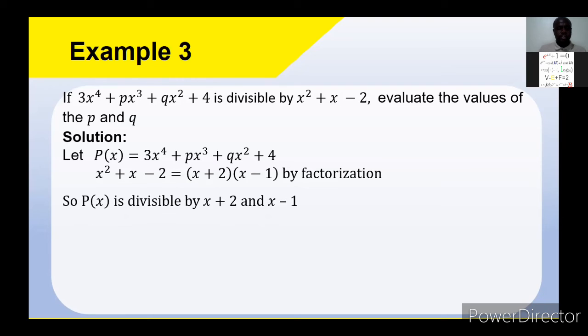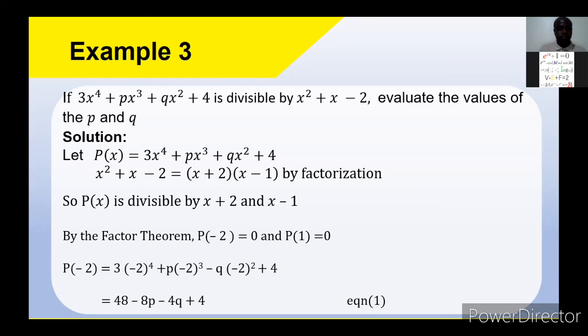So we know now that p of x is divisible by x plus 2 and x minus 1. We saw that in the previous step. Now, by the factor theorem, p of negative 2 is equal to 0 and also p of 1. Nothing is new here. This is what we have done before on numerous occasions. So what do we do now? We evaluate.